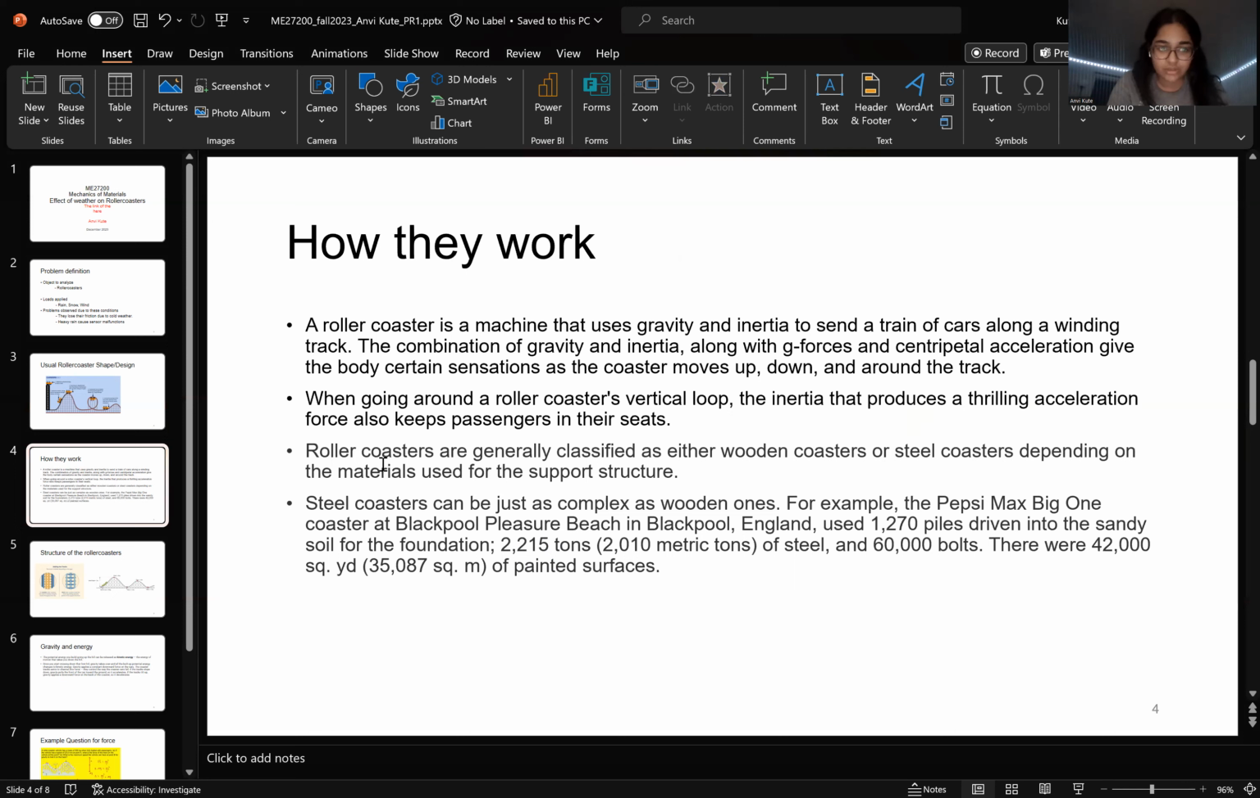The next is how they work. Usually your roller coasters use gravity and inertia to work, and usually the tracks are winding, so it makes it easier for it to run smoothly. The combination of gravity and inertia along with G forces, that's the gravitational forces and the centripetal acceleration, give the body certain sensations as the coaster moves up and down and around the track.